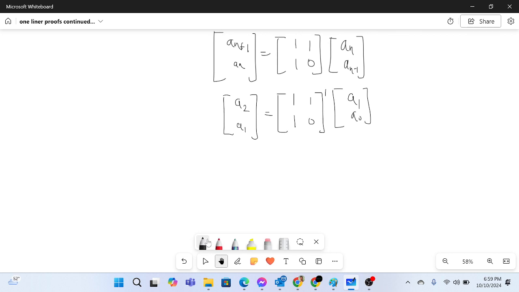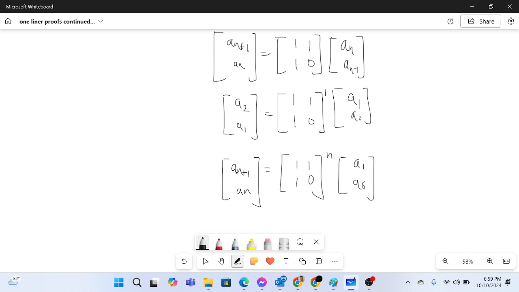So now if I write over here [[1,1],[1,0]] to the power n times [a1, a0], I will get the n times multiplied, so that will give me the n plus 1th term and the nth term, right? So you see that the recurrence that gives us the nth term, going up to the nth term, can be captured through this matrix multiplication. Yeah, so you see how it's working.